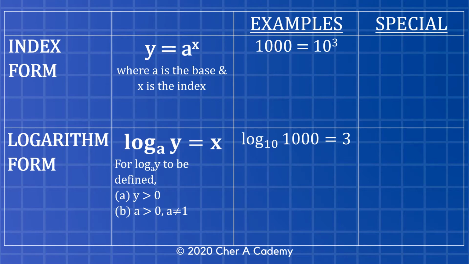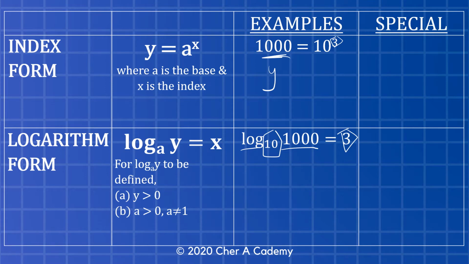So let's look at the example. In index form, we write 1000 equals 10 to the power of 3. When we introduce log, the rock becomes the base of the log. 1000 is my y here, and my kite, my index, is now outside.